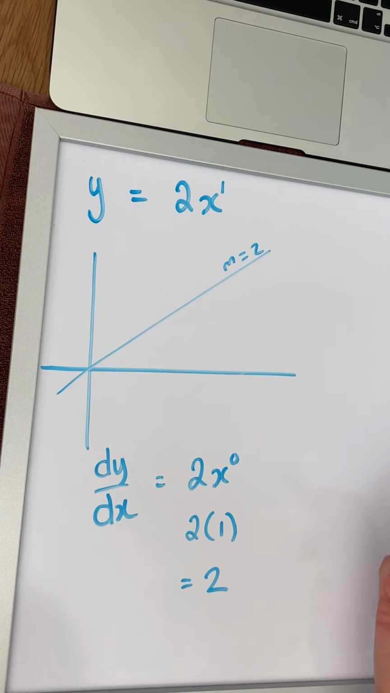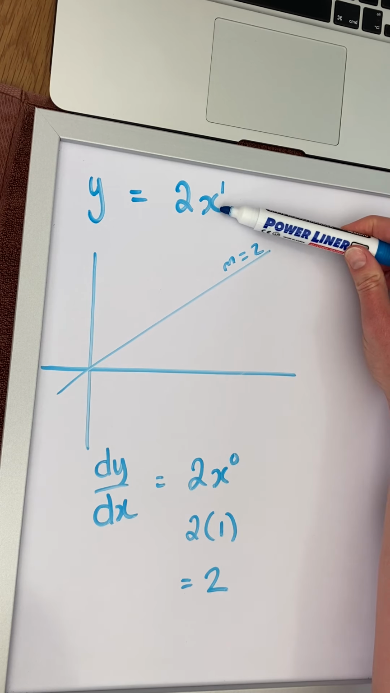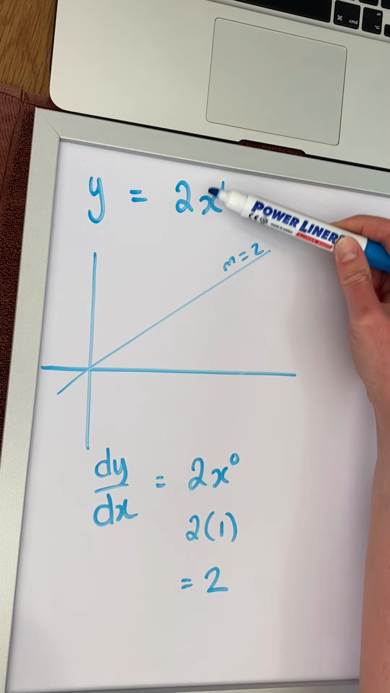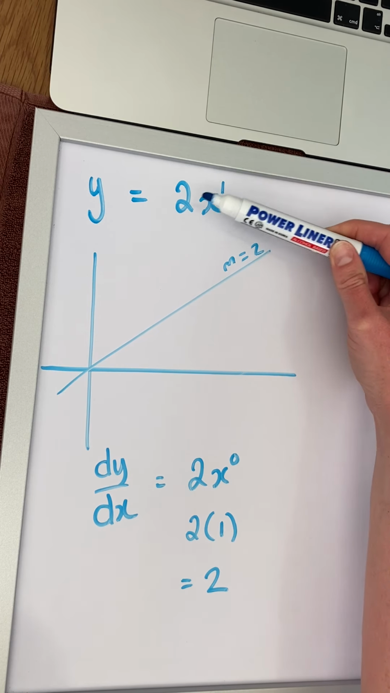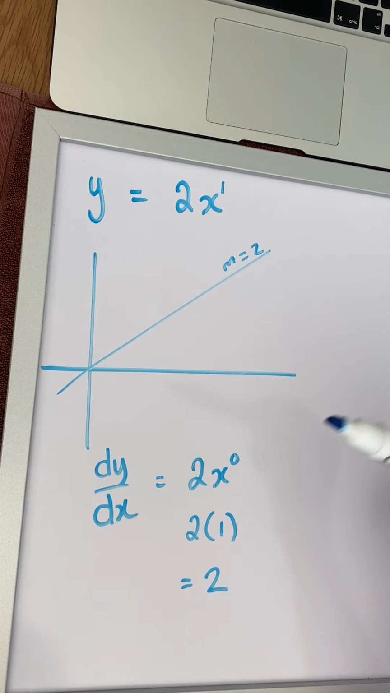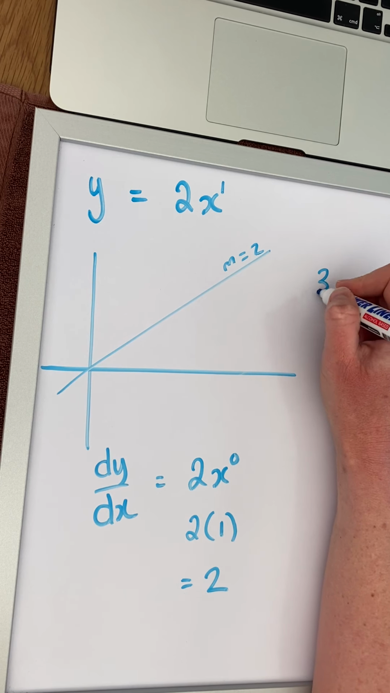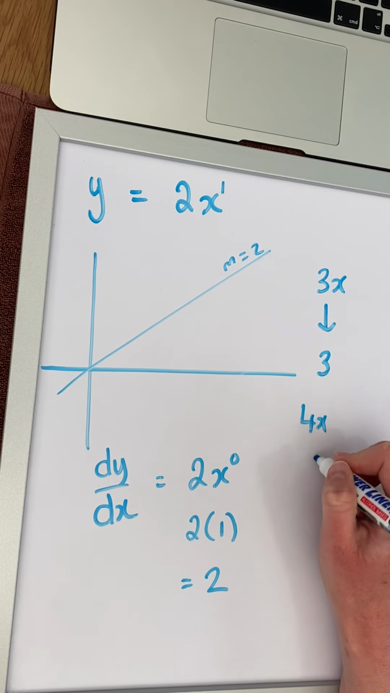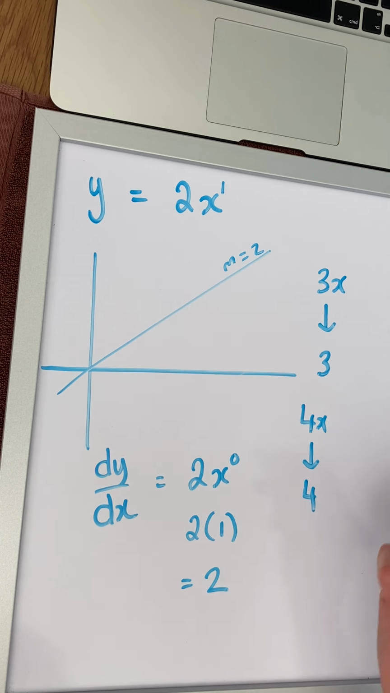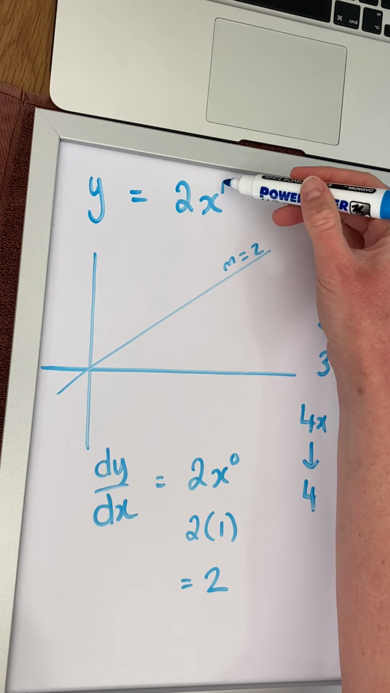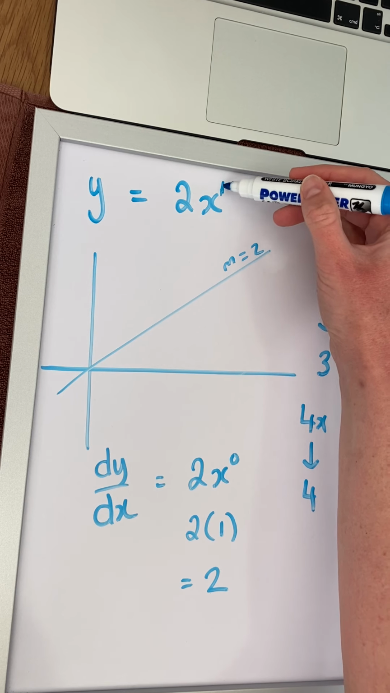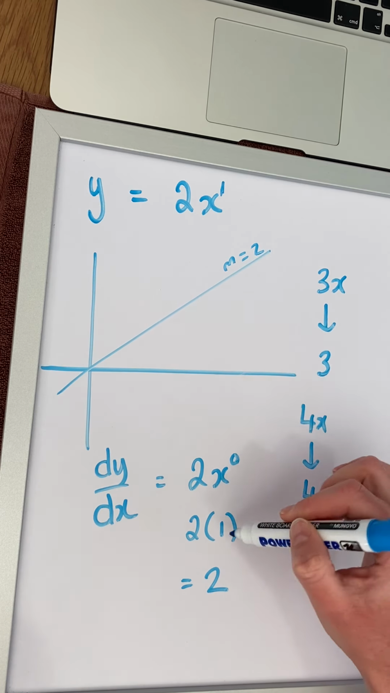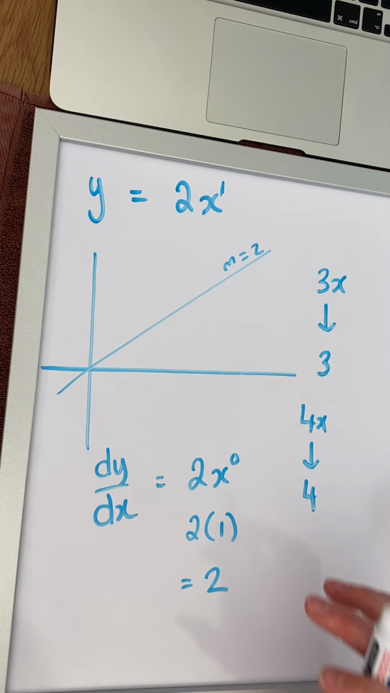So the general rule for differentiating a linear component or a linear function is simply to keep the constant in front of the function and we simply drop the x. So if we were differentiating 3x, for example, that would become 3. 4x would become 4. All that happens, because the 1 is simply going to reduce down to a 0 in terms of the power, anything to the power of 0 is 1. All that happens is we drop the x.